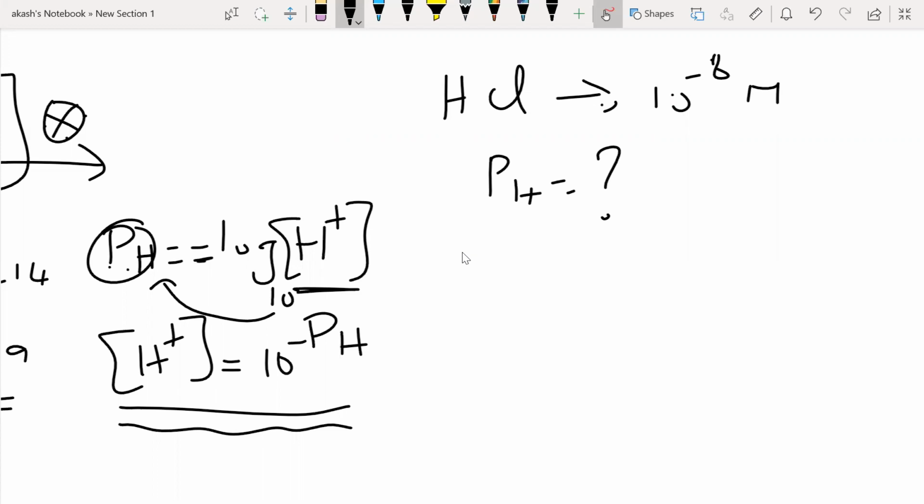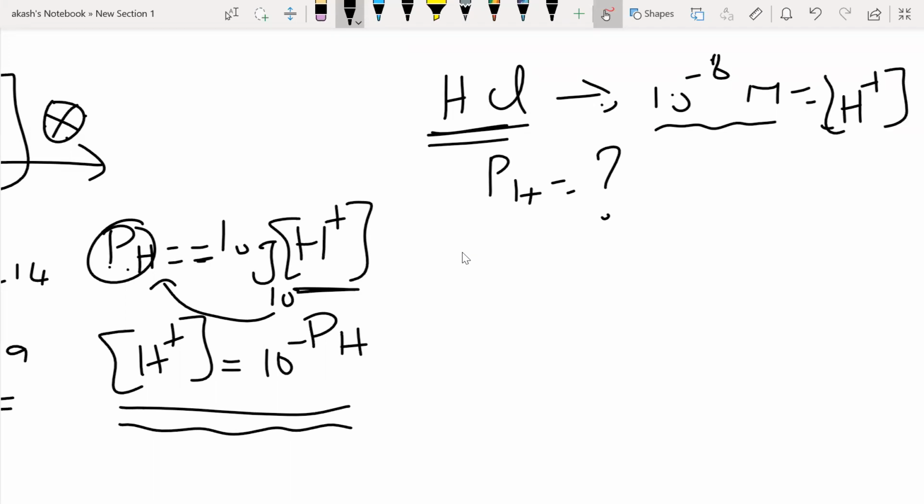Now listen, if the same question I would have asked you, let me tell you this. This is the entire concentration of HCl. Since it is a strong acid, whatever is the concentration of the acid, that will be the same. That means that value is the same as the concentration of the H plus ion. Why? Because it is going to be a strong acid.